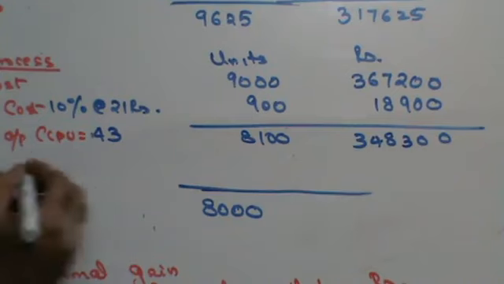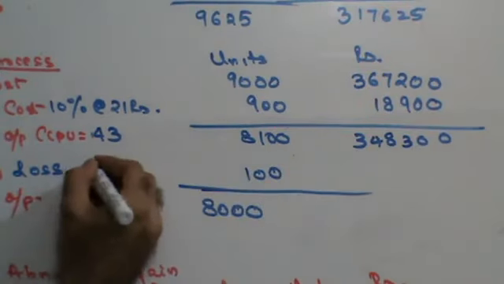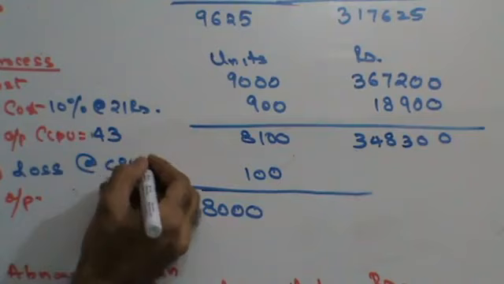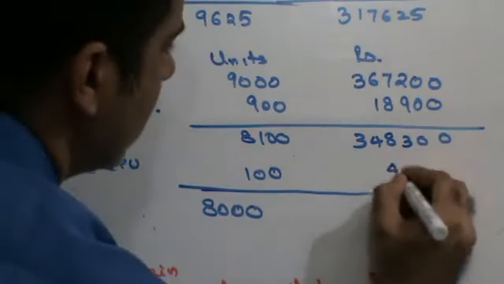That means there is an abnormal loss. How much is the abnormal loss? You have a loss of 100 units. Loss is to be calculated at the rate of CPU. So 43 into 100 will give you 4,300.